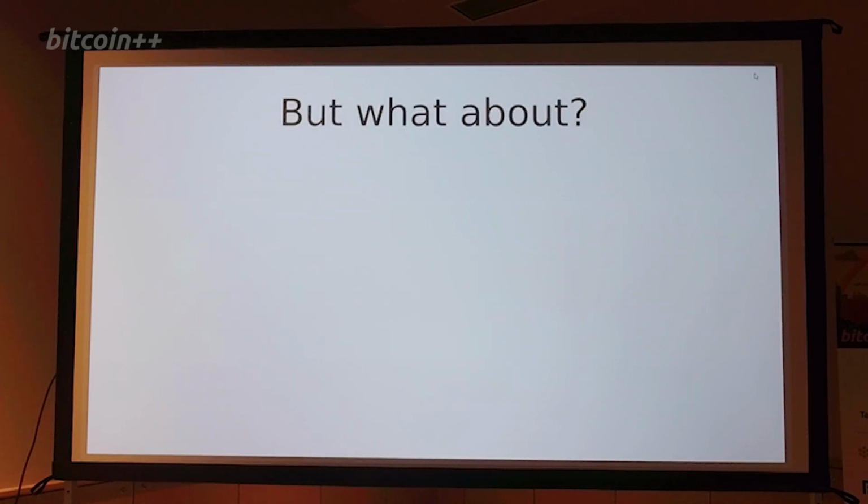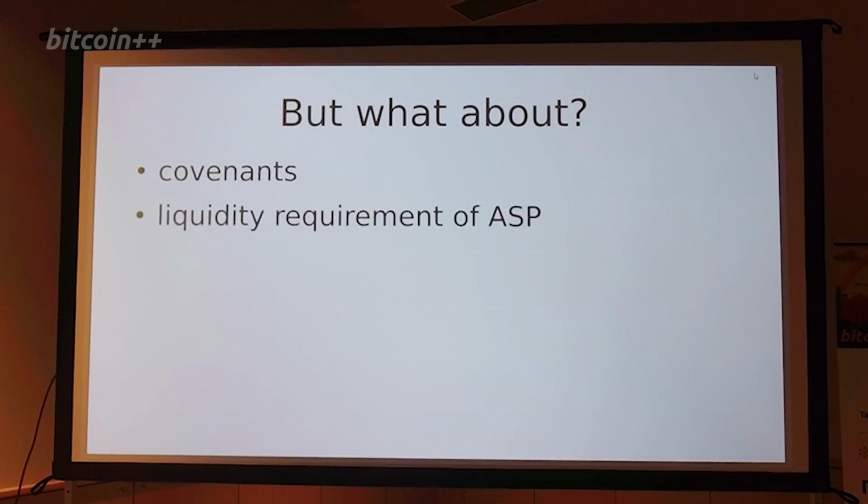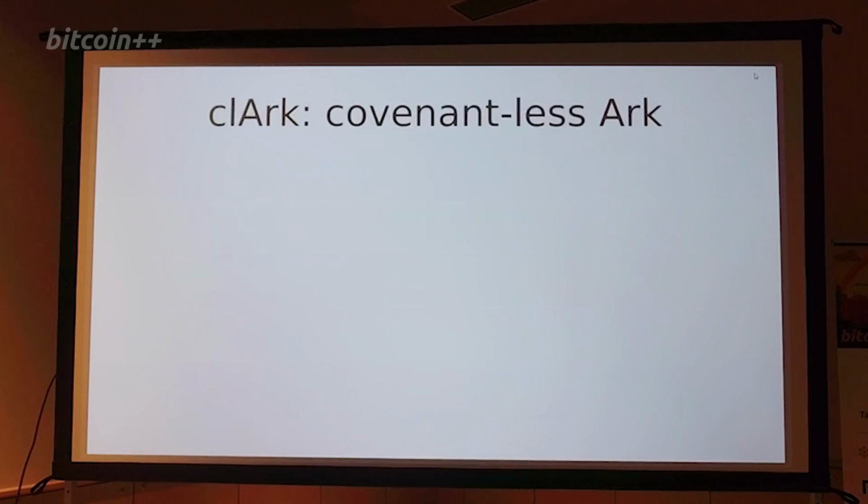So there's a lot of questions about this. There's a lot of things that people have talked about, like, oh, but what about this and what about that? So I'm going to go over some of them. First of all, we don't have covenants, and how I explained it, everything uses covenants. The second one is what people talk about a lot, which is liquidity. Like, isn't the liquidity requirement going to be so high that you need all the Bitcoin in the network? We're going to talk about that. And the third one is the exit cost, right? If you have a VTXO of a small value, does it even make sense to have it if you cannot get it on chain? So we're going to talk briefly about those.